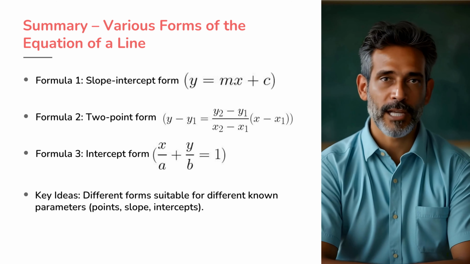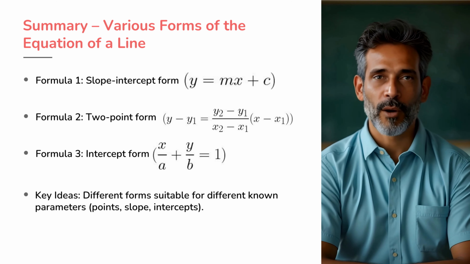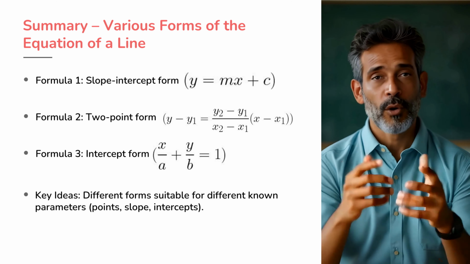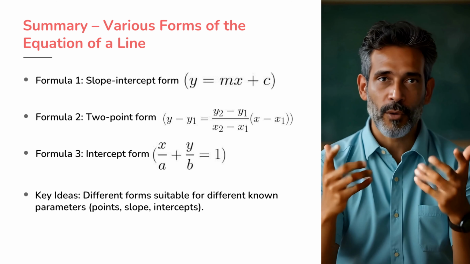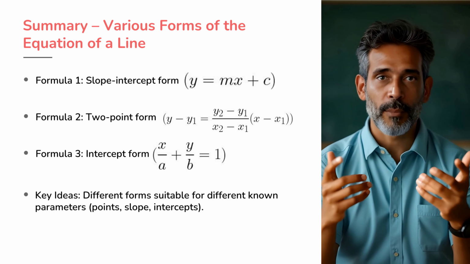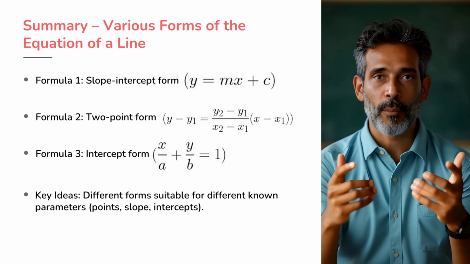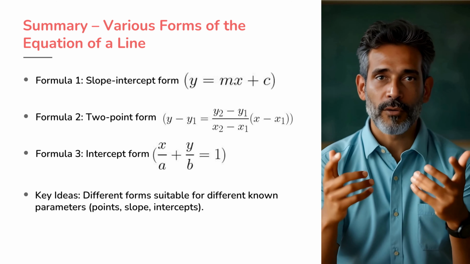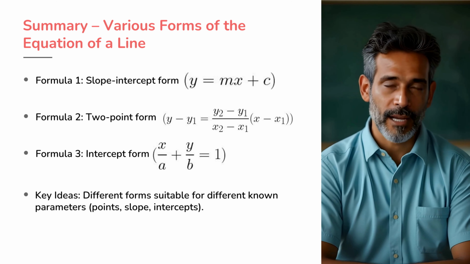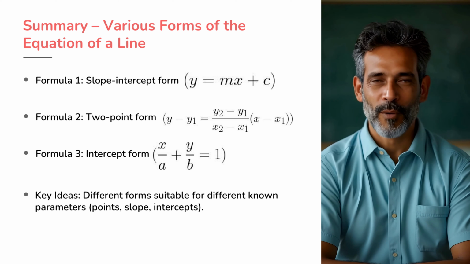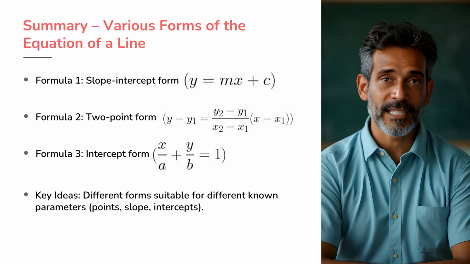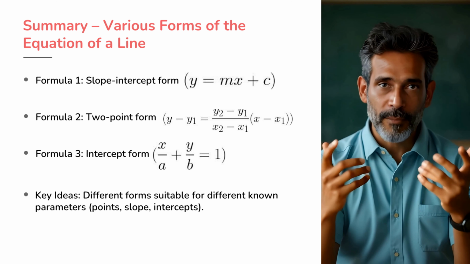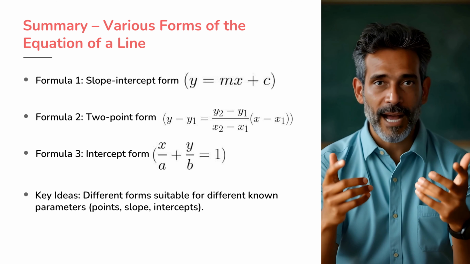Third, the intercept form, x over a plus y over b equals 1. Perfect when the x-intercept and y-intercept are known. Remember, each form fits a different situation, depending on whether you know the slope, a point, or the intercepts. And with a little algebra, you can convert one form into another smoothly. Finally, the normal form, x cos alpha plus y sin alpha equals p. This gives valuable geometric insight by emphasizing distance from the origin and the angle of inclination.